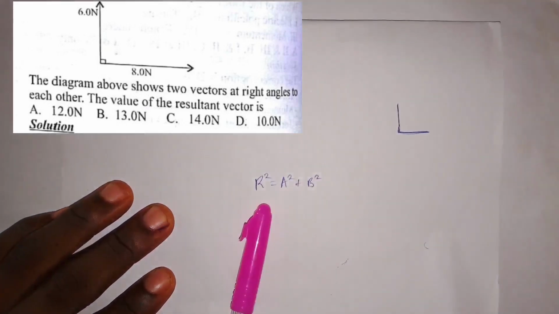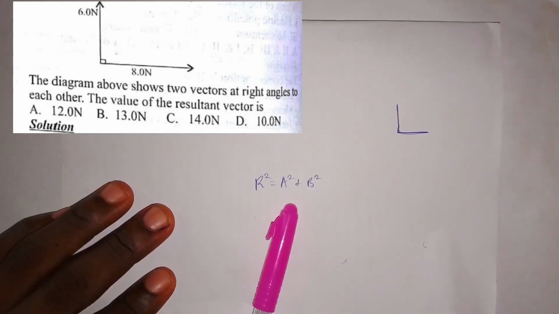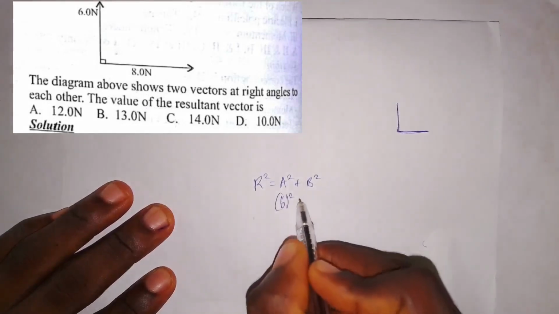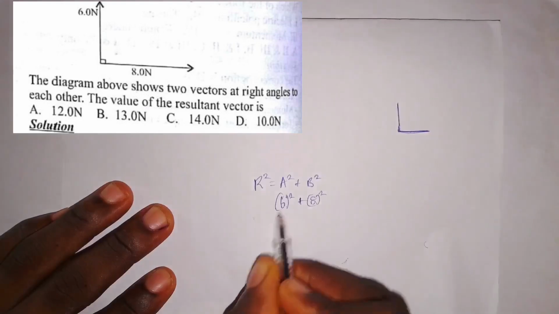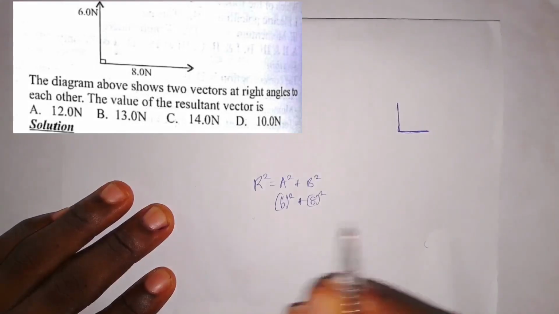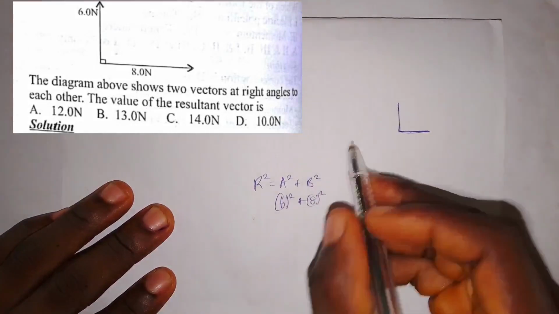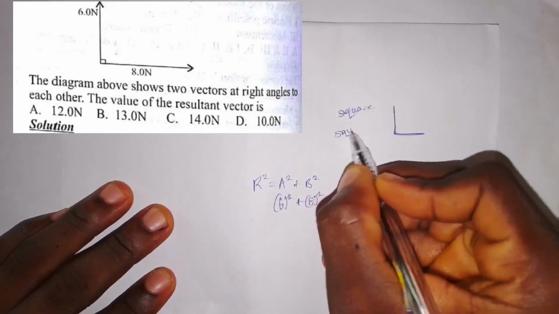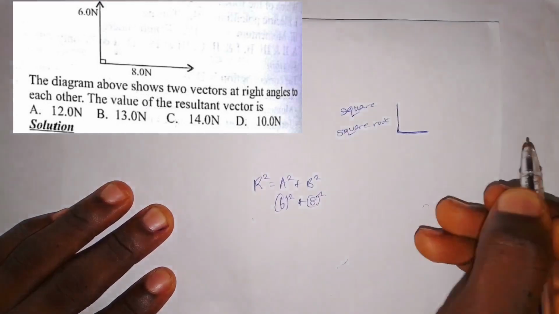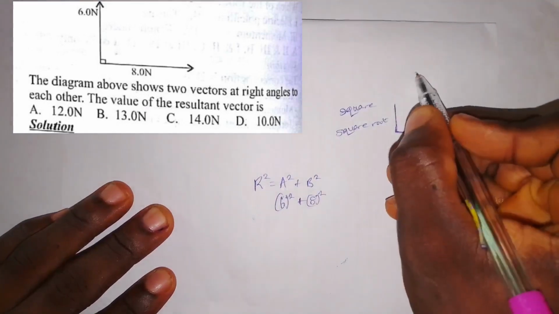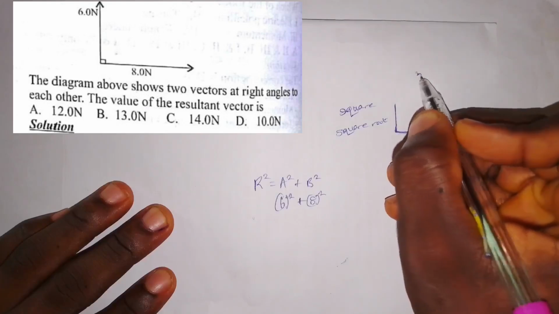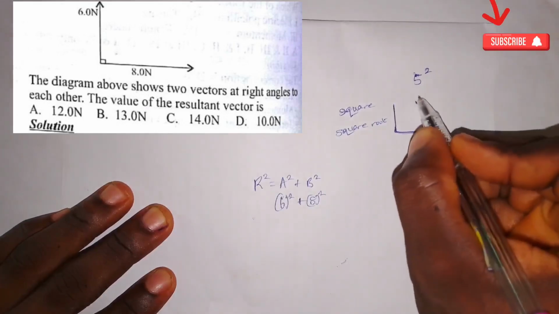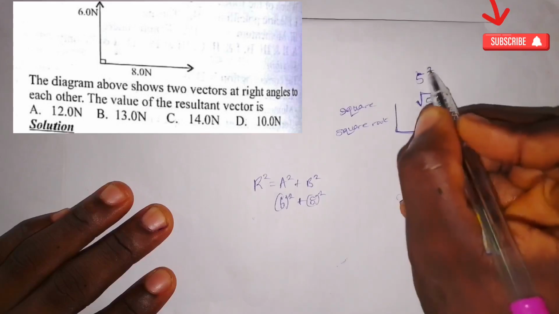Now, we are looking for r, which is the resultant. The vector A is 6, then vector B is 8. Before then, square and square root are two different things. Look at square, for example, 5 square. This is square. Then square root is like this. This is square root, while this is square.